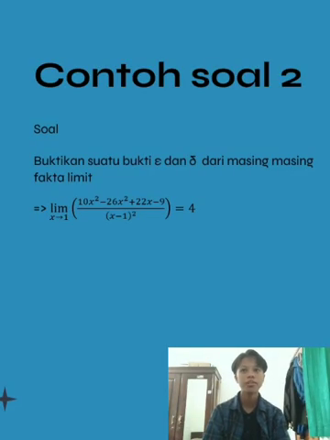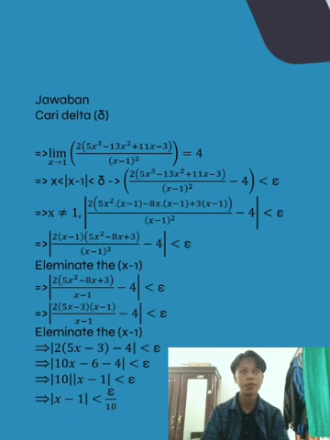Second question from the model: find the proof of epsilon and delta from its limit fact of the limit as x goes to 1 of (10x cubed minus 26x squared plus 22x minus 9) over (x minus 1) squared equals 4. First, you need to rewrite the question and find that 0 less than |x minus 1| less than delta gives |2 times (5x cubed minus 13x squared plus 11x minus 3) over (x minus 1) squared minus 4| less than epsilon, where x is not equal to 1.